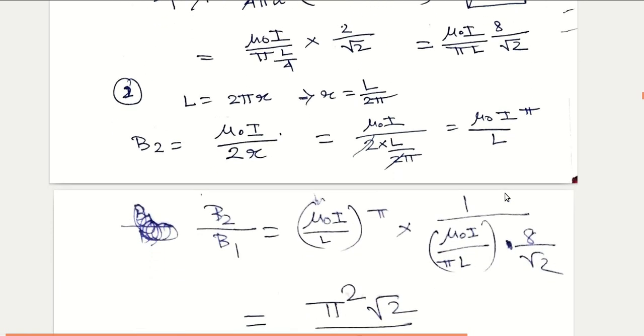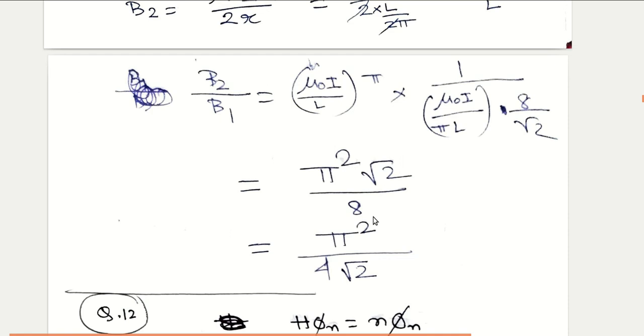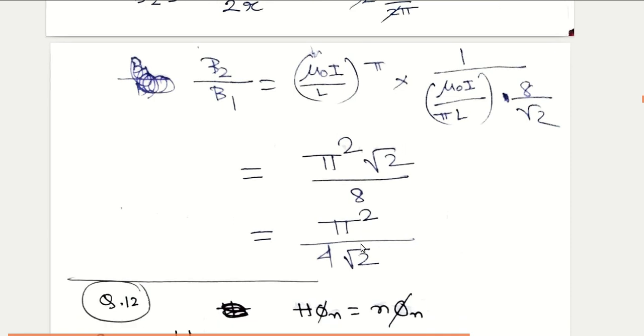Now for the second case, when it is made a circle, the circumference will be equal to L. Circumference of the circle is 2 pi r, so r will be equal to L by 2 pi. You know that the magnetic field at the center of the circle is mu0 I by 2r, which is mu0 I by 2 into L by 2 pi, which is equal to mu0 I pi by L. If you take the ratio B2 by B1, you are left with pi by 4 root 2, pi square by 4 root 2.